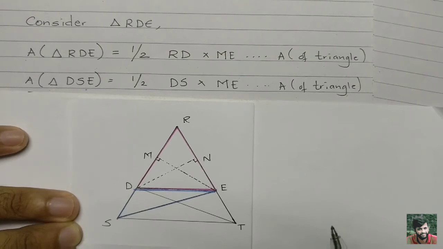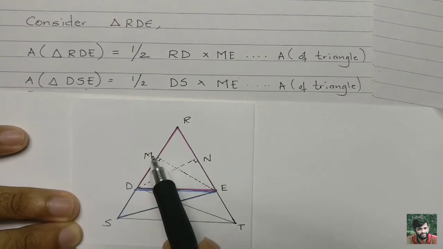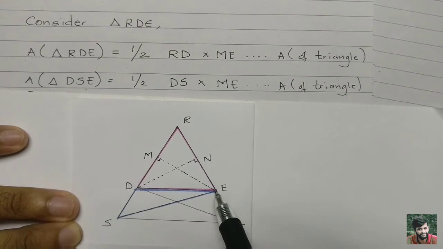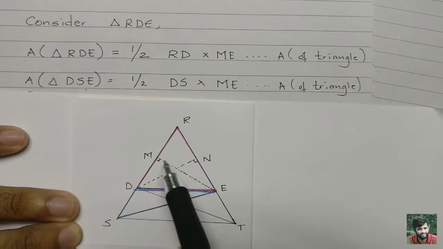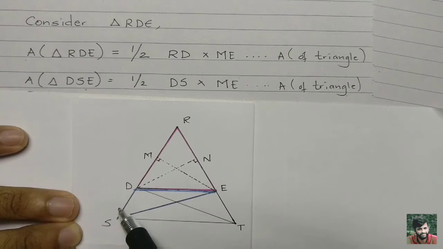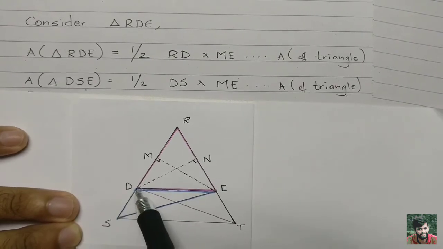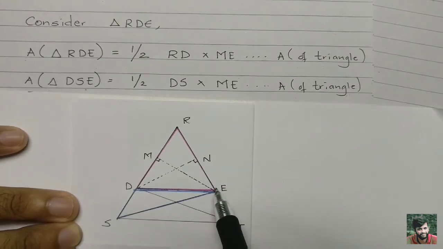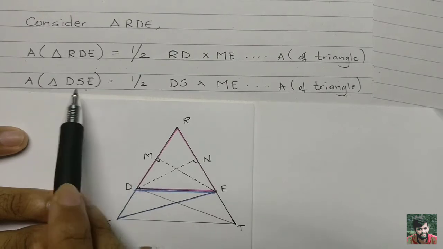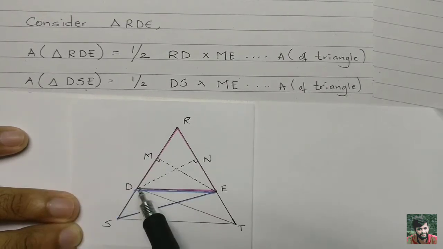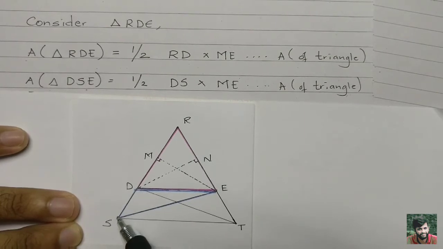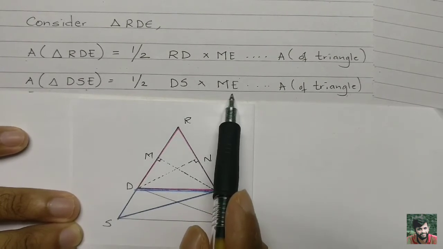Now, if you remember your 7th standard portion, no matter where and how the triangle is, the height will always be taken from the highest point of the triangle to the base, wherever the baseline is, and it has to be perpendicular. So in this case, this DS, if I extend, it is exactly in line with DS, and this is my height. So area of triangle DSE is half base DS into height ME.